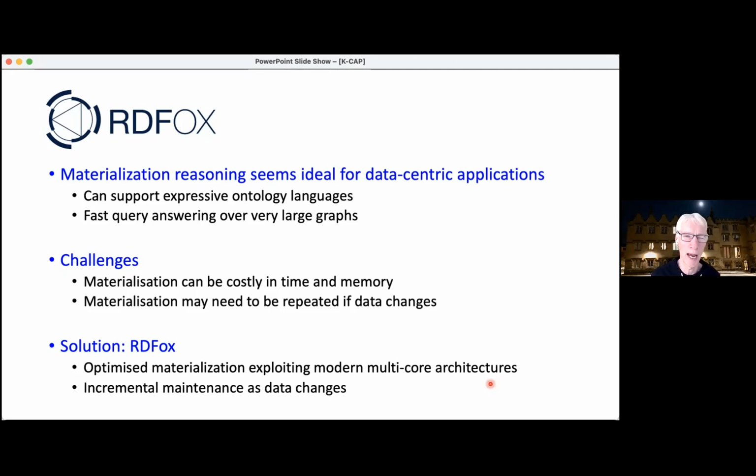So it's a pre-processing step, but it would still be good if that didn't take days or weeks even to complete. And as I was just mentioning in the example, particularly that would be bad if I need to repeat the whole process every time the data changes. So it would be good to have a system that was optimized for very fast materialization that exploited, for example, modern multi-core architecture, but at the same time allowed for incremental maintenance as the data changes, so I can avoid having to repeat this pre-processing step whenever I delete a fact, for example.